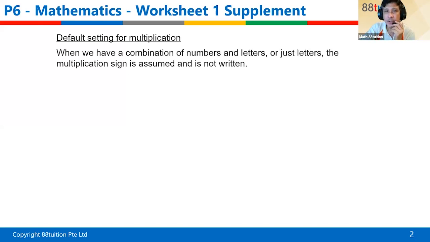When we have a combination of numbers and letters or just letters, the multiplication sign is always assumed and it is not written. That's why just now, like 3 times A, you just write it as 3A. You will not write the times sign there.